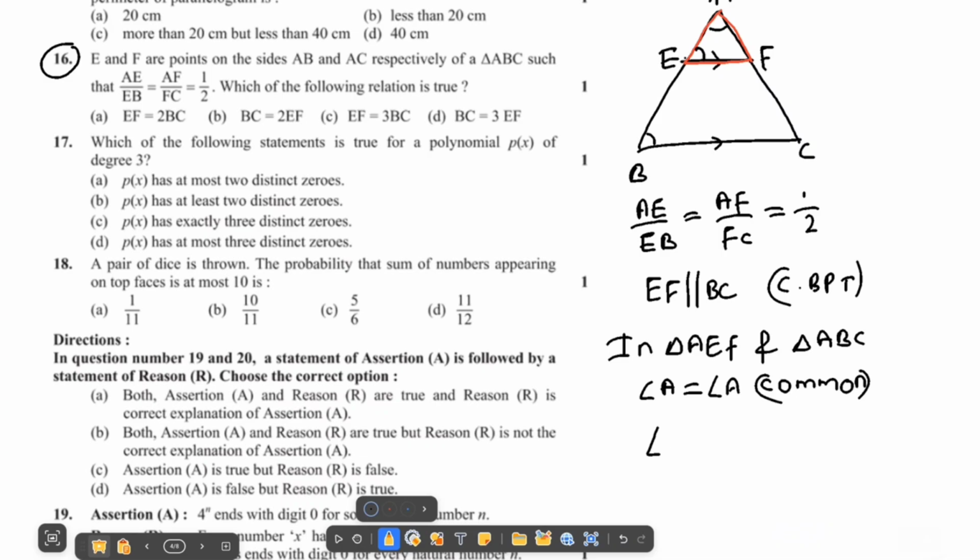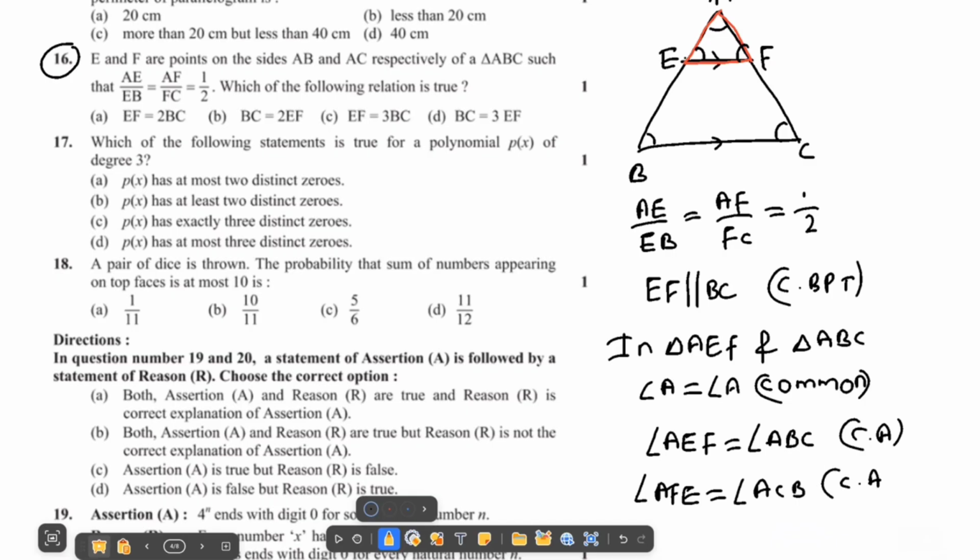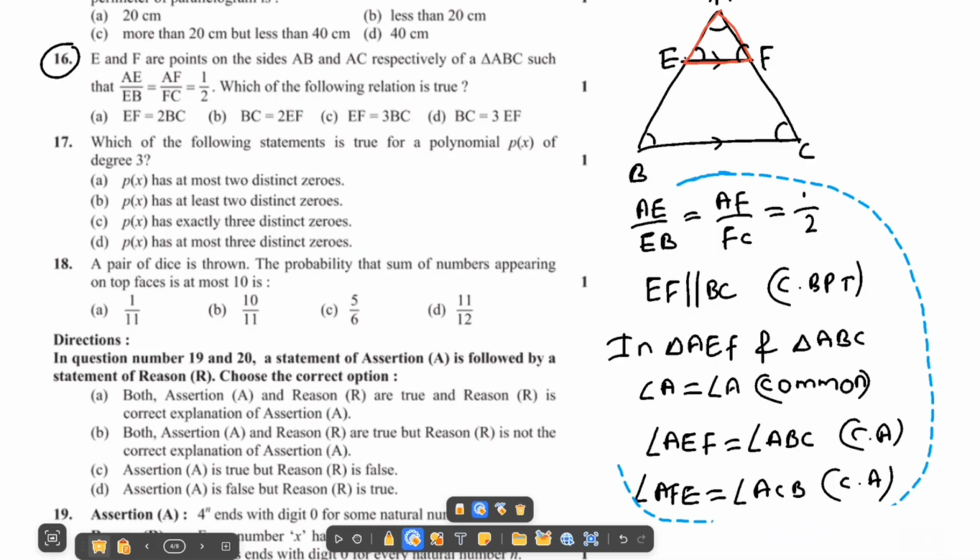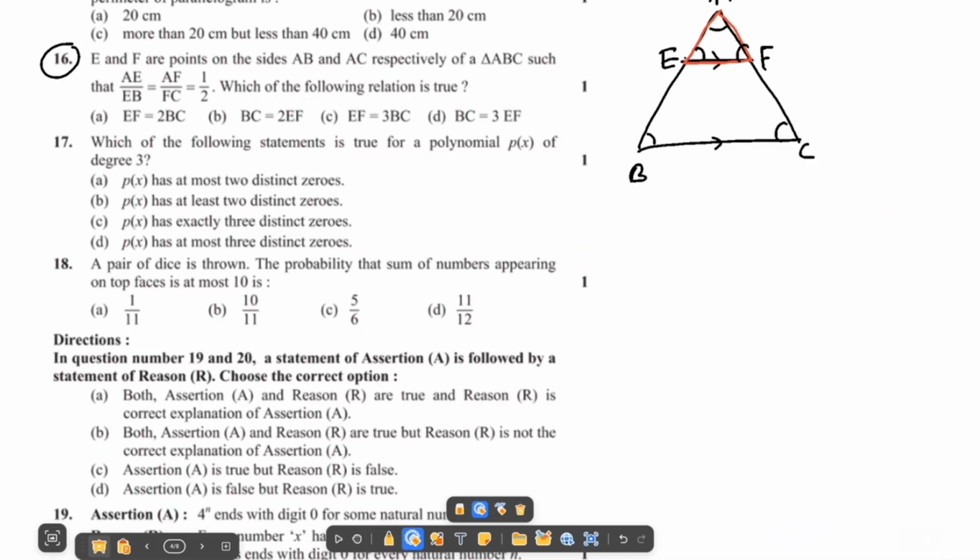So angle AEF is equal to angle ABC. Similarly, angle at F, that is angle AFE, will be equal to angle ACB. So these are also corresponding angles. Therefore, these two triangles are similar by triple A similarity. The three angles of the first triangle are equal to the three angles of the second triangle, so they are similar by triple A similarity.